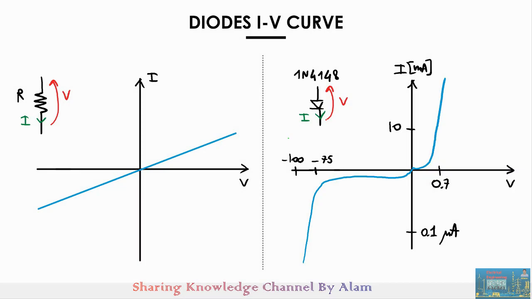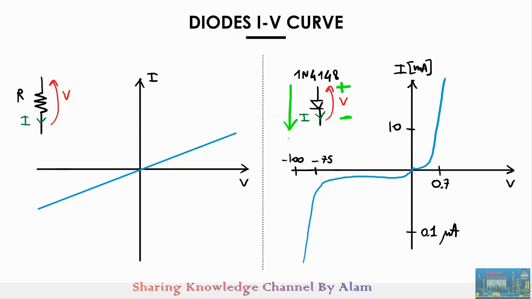Let's now look at the IV curve for the diode. First of all, let's look at how the voltage and the current are measured for this component. You can see from this little graph that V will have a positive value when the anode has a higher potential than the cathode, like this. Furthermore, you can see that the current is considered positive when it flows from the anode to the cathode. So this is really important to be able to understand what's going on in the IV curve.